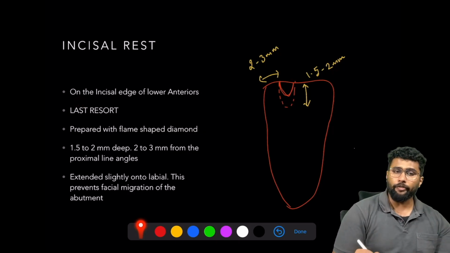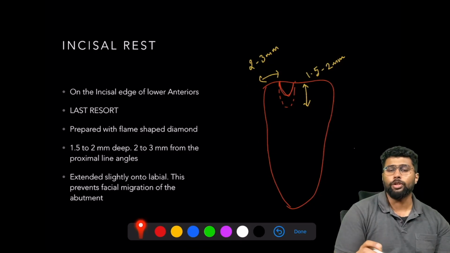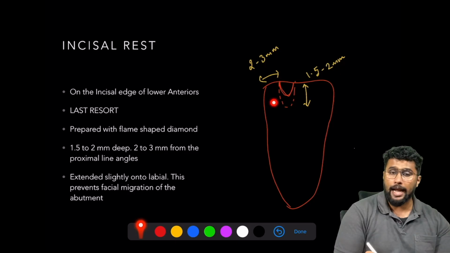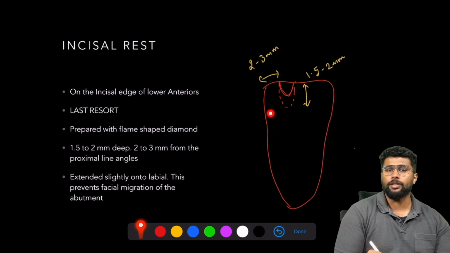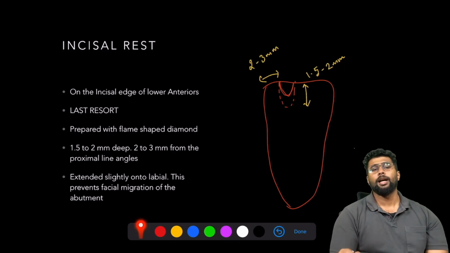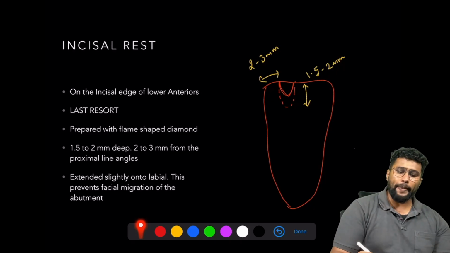It is prepared with a flame-shaped diamond and should be about 1.5 to 2 millimeters deep, and it should always be 2 to 3 millimeters away from the line angle of the tooth that you are preparing it on. It should never be prepared at the angle itself, because then you will be leaving a lip of unsupported enamel which will fracture. So you should always stay at least 2 to 3 millimeters from the line angles of your teeth. And when you're preparing it, you will always extend it slightly to the labial surface.